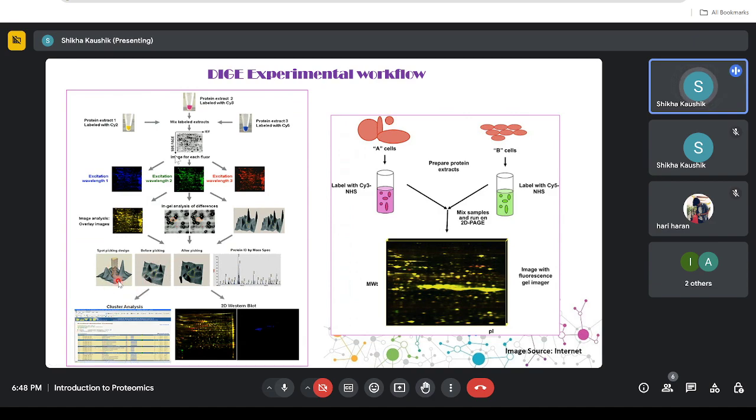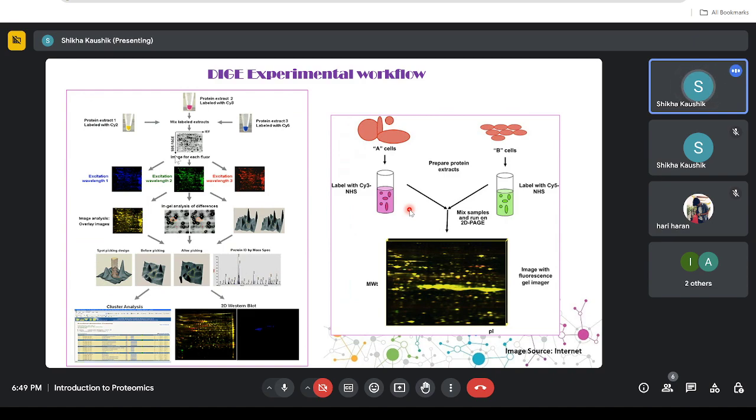Once you have your sequences or your mass spectrometry done, you do a cluster analysis and you study what all proteins are present in your sample. And you may also do 2D Western blot, after picking a particular spot or a particular region to resolve your gel more. So this is the basic workflow that is very simple to see, but is complicated.